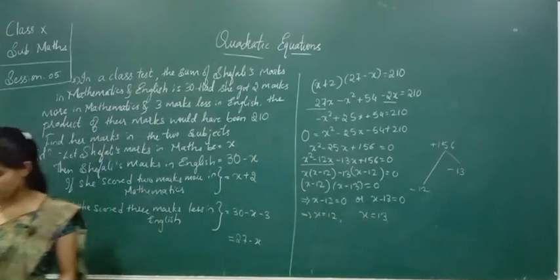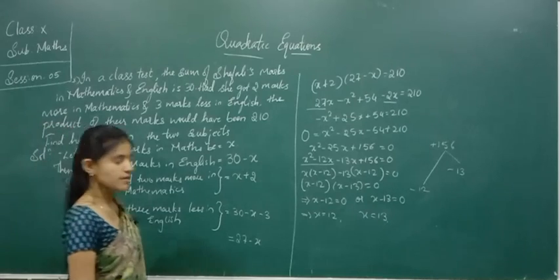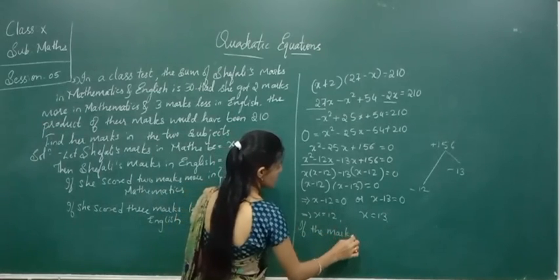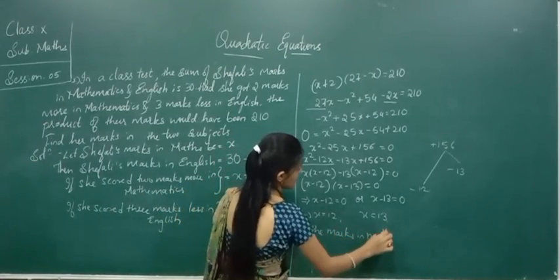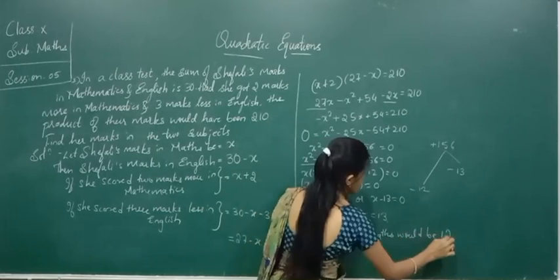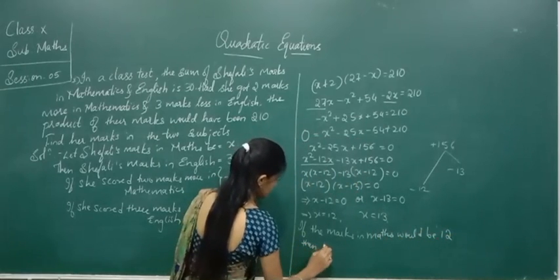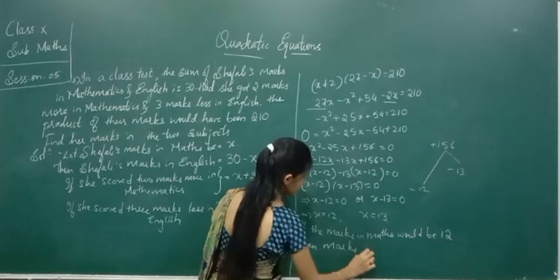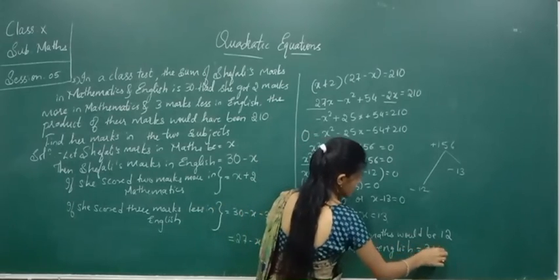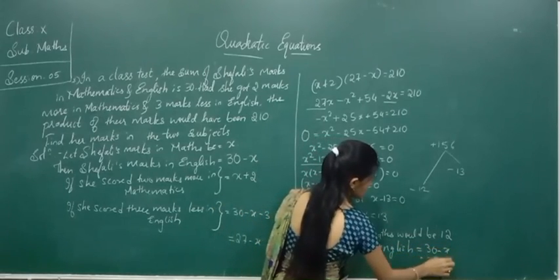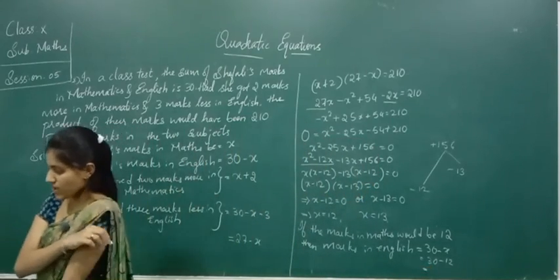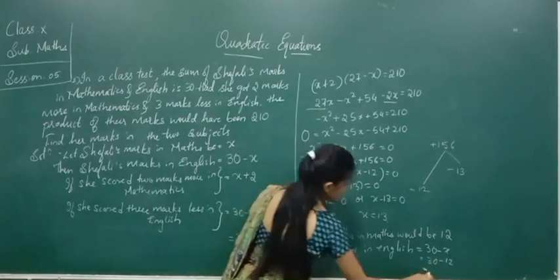See, now what we are going to do: if the marks in maths would be 12, then what about the marks in English? How have we written that? It is 30 minus x, right? Nothing but 30 minus 12. How much would it be? If I take 30 minus 12, it is going to be 18.